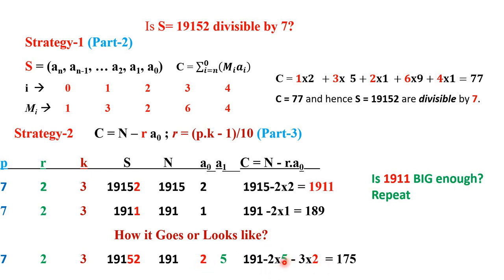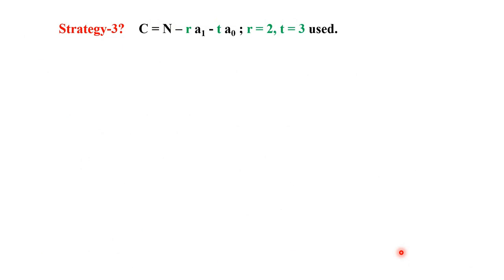So this 5 is coming from A1, the digit A1, and this 2 is coming from A0, and we are multiplying by 2 and 3. Why? We don't know. So the question is, what is going on here? What are we doing? Well, you can generalize that you are getting a C by doing this.